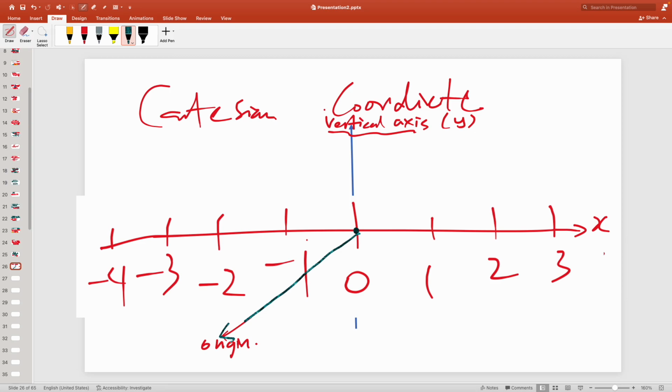So if you have the x-axis in this manner, then you also do the same thing for the y-axis. How? Rotate it.